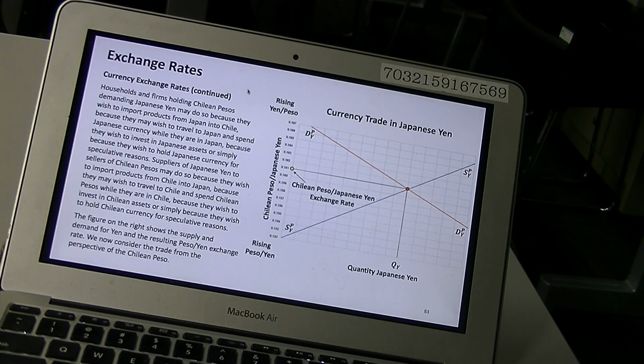If they want to travel to Japan, then they have to buy yen to spend while they're in Japan. If they want to buy Japanese assets, if someone in Chile wanted to buy a real estate property in Tokyo, they would have to convert their Chilean pesos into Japanese yen. The same thing in reverse: why would people want to sell Japanese yen and buy Chilean pesos? Why would they do that?